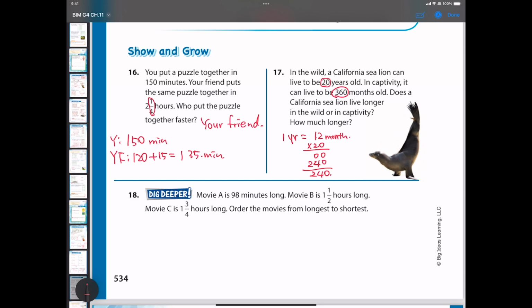Okay, so in the wild, they can live up to 240 months compared to what? 360 in captivity. Which one lives longer? Yes, captivity. And how many longer? Yes, 360 take away 240 is 120 months more. So my answer is captivity and 120 months more.